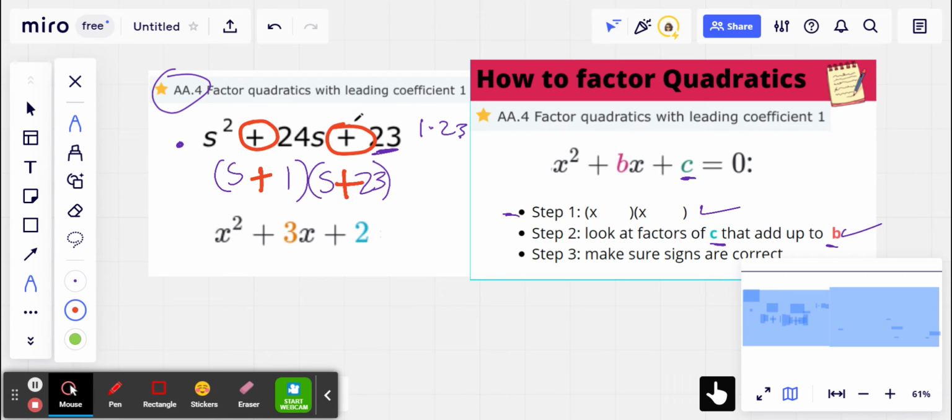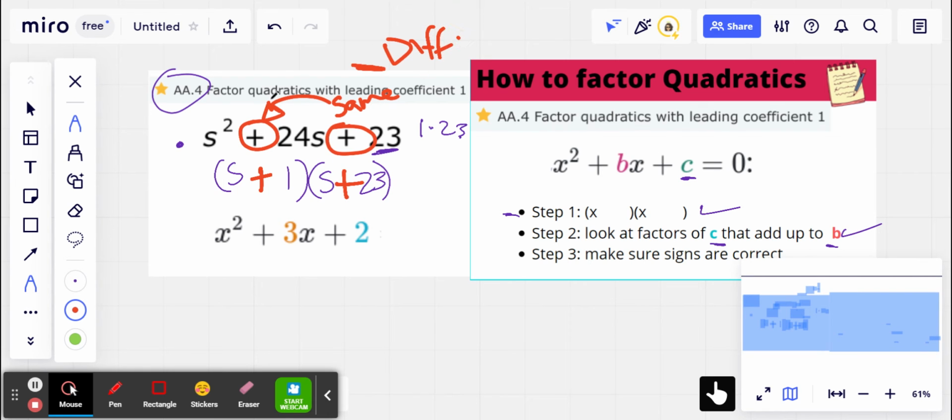When this is positive, you have the same sign, and then you look over here to see what sign that is. If it was negative, it would be different signs, and then you would look at this number to tell you what the bigger number is. But I don't want to confuse you. For now, this is the answer.